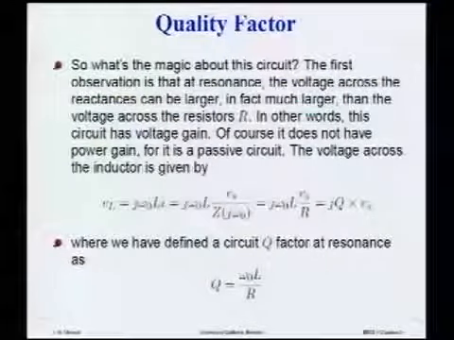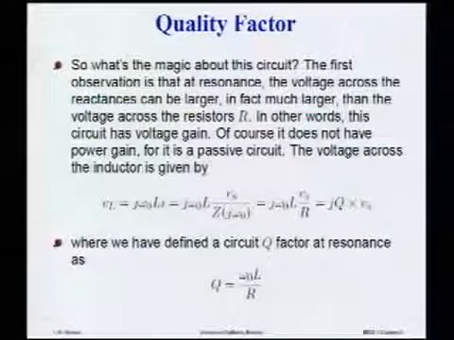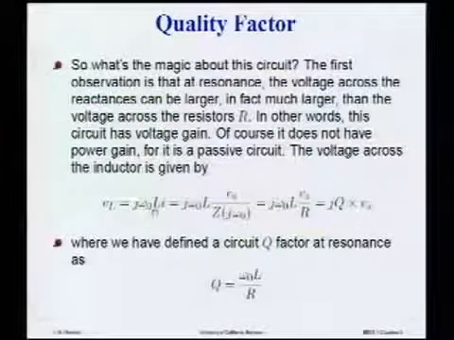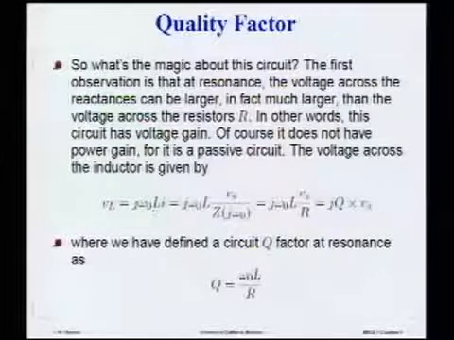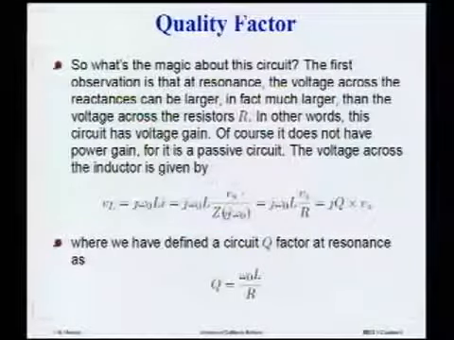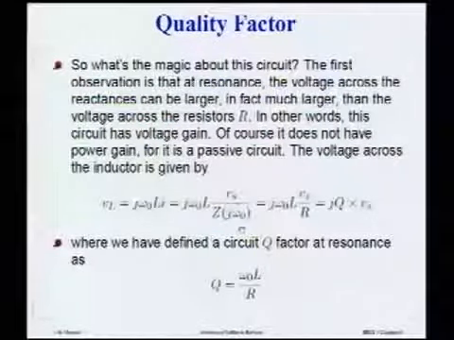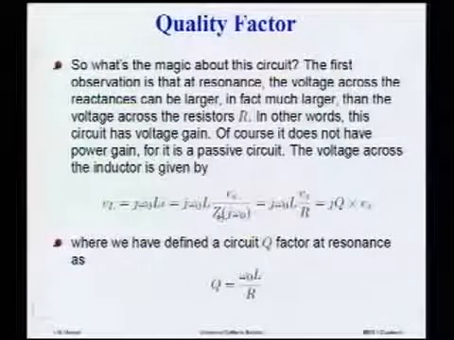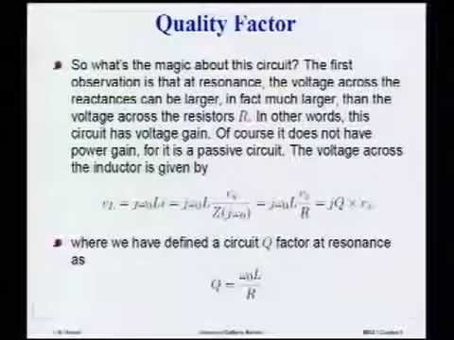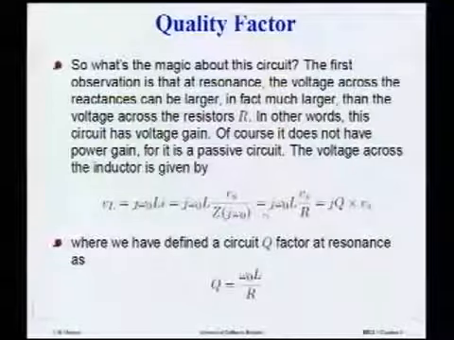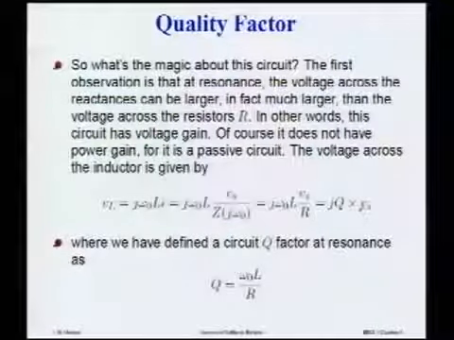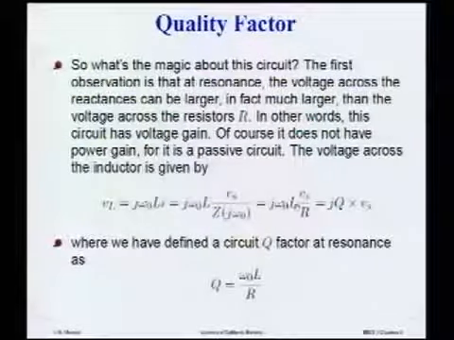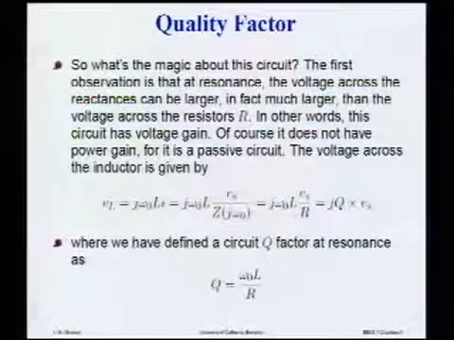So you might ask, what's the big deal? The big deal is that if we look at the voltage across, let's say, the inductor at resonance, it's simply, again, J omega naught L times I. And I, in general, is just VS over Z, the impedance of the circuit. And we know at resonance, this obtains a minimum value, which is equal to R. So we have the simple expression that at resonance, the voltage across the inductor is Q times the source voltage. Okay? And Q is basically omega naught L over R, as we've written here.